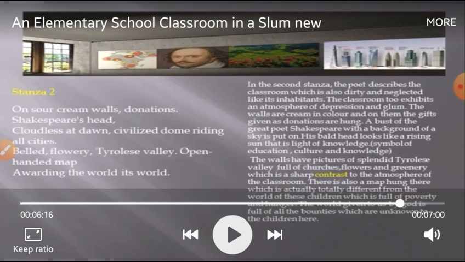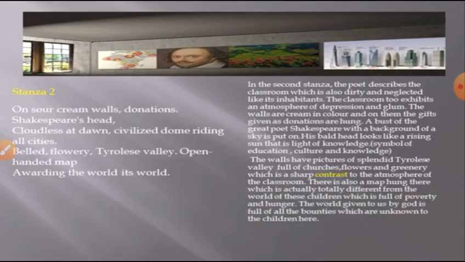On sour cream walls. Right, kaise walls hain? Is image ko dekhiye, bahut image hai yahan par, ye bahut shandar. Kaise walls, sour cream walls. Sour cream is a dull off-white color. There is a dullness, probably the plaster is removed, probably there is a seepage on the classroom walls, the color has gone, right? There is dirt everywhere, right?